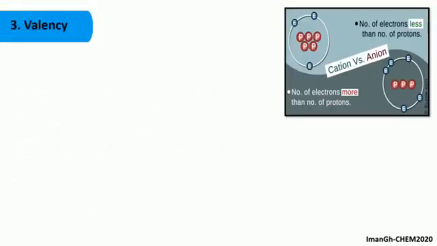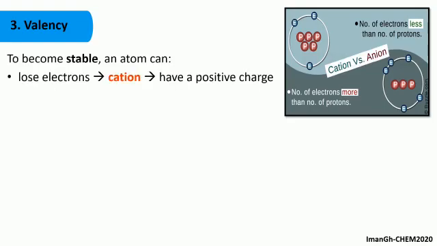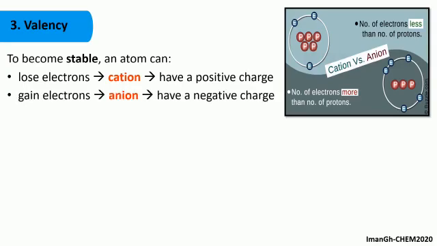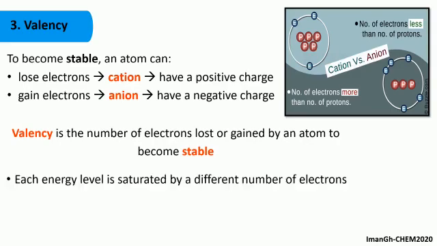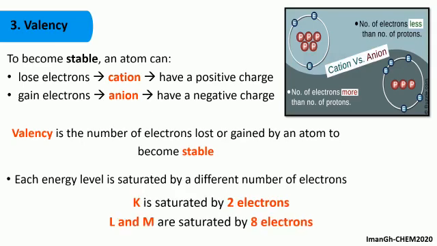Atoms should become stable, which means that their outer energy level should become saturated or hold the maximum possible number of electrons. That's why an atom can lose electrons to become a cation and have a positive charge, or gain electrons to become an anion and have a negative charge. The number of electrons lost or gained by an atom to become stable is called its valency. Keep in mind that the energy level K is saturated by 2 electrons, while L and M are saturated by 8 electrons. Don't forget that energy level N is not saturated by 2 electrons.